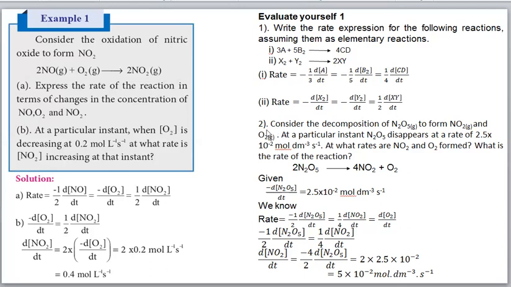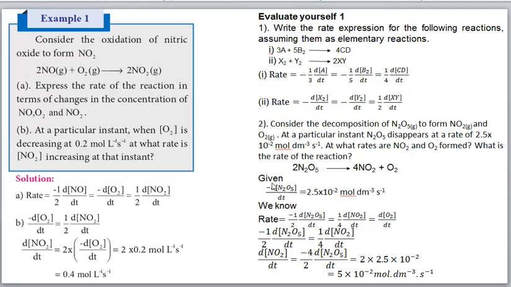See the next question. Consider the decomposition of dinitrogen pentoxide to form NO2 and O2. At a particular instant, dinitrogen pentoxide disappears at the rate of 2.5 into 10 to the power minus 2 mole per decimeter cube per second. At what rate are NO2 and O2 formed? What is the rate of the reaction?